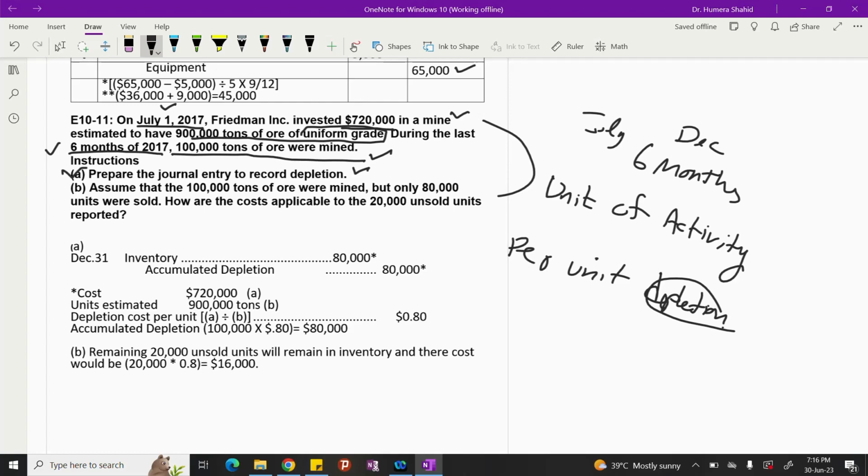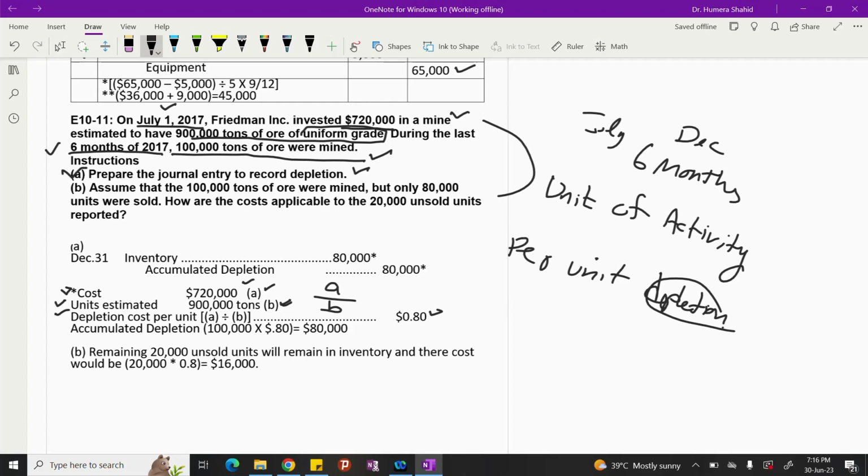Whatever we extract goes to our inventory because we have to sell it, right? But before that, let's calculate the per unit depletion. So I did it over here. Cost is $720,000. Total units this mine has is 900,000 tons. I denote cost with A and tons with B, and we know that A divided by B is our depletion cost per unit. 720,000 divided by 900,000, I get $0.8 per unit depletion.